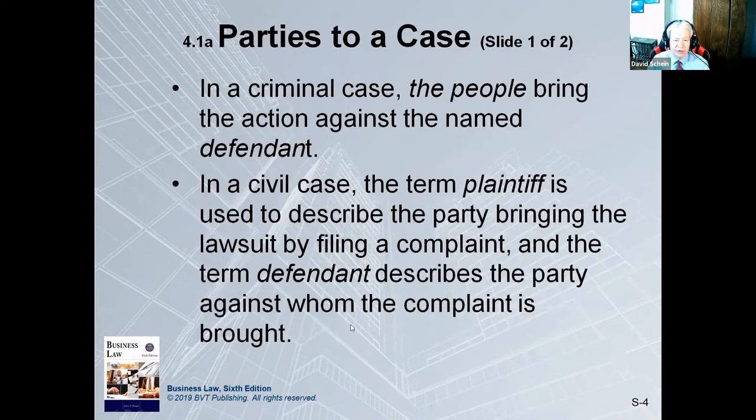Most of you, again, are familiar with the fact that in a criminal case, the state or the locality is the prosecutor. So you have a prosecutor representing the people against the defendant. In civil cases, we call the claimant or the party that brings the case the plaintiff. The defendant is the party against whom the case is brought.